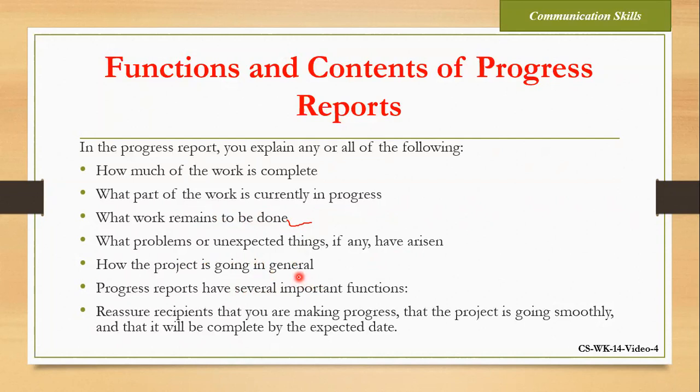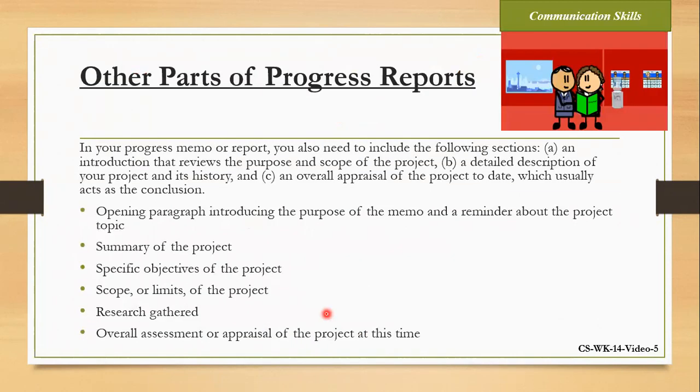So these are the main features of the progress report, how the project is going in general. A progress report has several important functions. It reassures that you are making progress, that the project is going smoothly, and that it will be completed by the expected date. These are the functions we have already discussed. What are the other parts of the progress report? We have to go through all these steps very briefly.